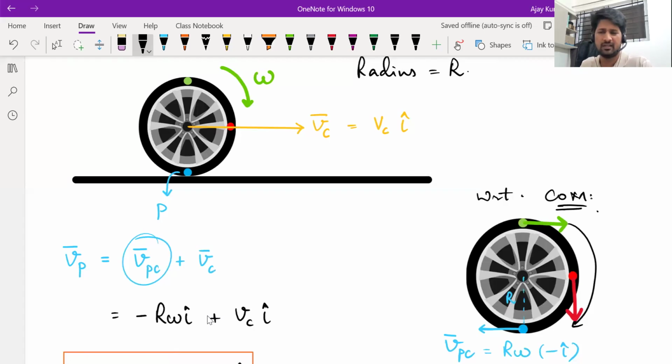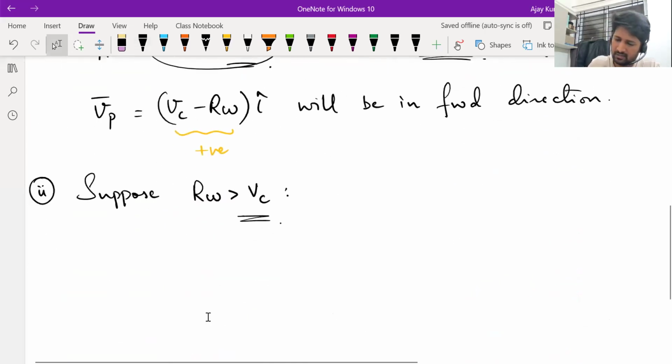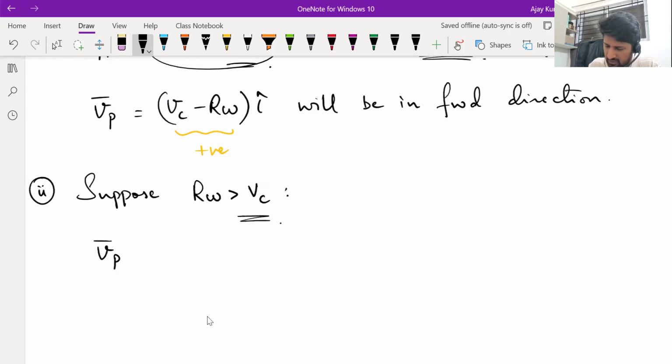Some of you might have seen burnout videos. Intentionally, some riders apply the front brake so the bike won't move, but they raise the accelerator, so the rear wheel will be rotating while the bike isn't moving. As a result, due to the rotation of the wheel against the ground, friction will generate a lot of heat, and the tire will get burnt. It's called a burnout. That is an example of too much rotation, not enough translation. So that is what happens when R omega is more than Vc. And we know that the velocity of the point of contact is Vc minus R omega i cap. If R omega is greater than Vc, this term becomes negative.